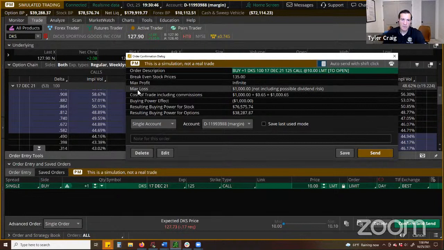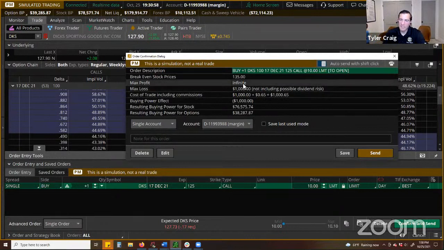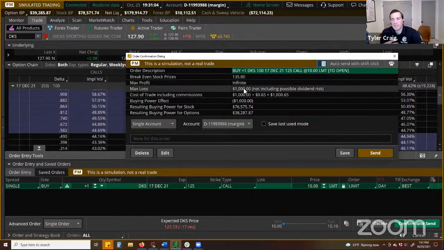Okay, maximum loss $1,000. That's the $10 times 100. So how much money do I have to put up? $1,000. How much money can I make? It's infinite. You have unlimited upside. That's comforting to me because if DKS goes belly up in the next 30 days or 60 days, I don't lose more than $1,000. And yet I still have the upside.